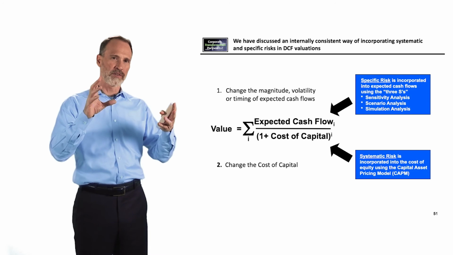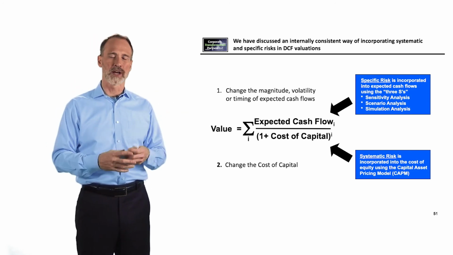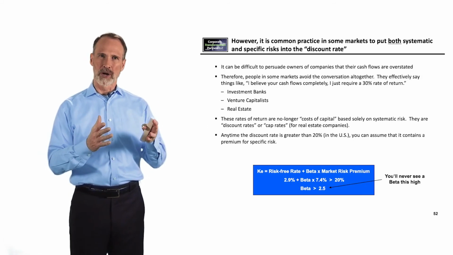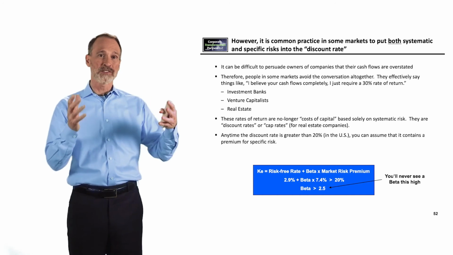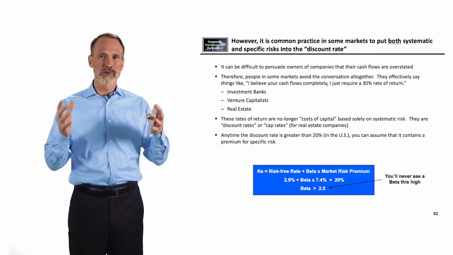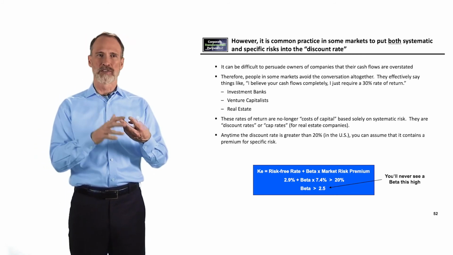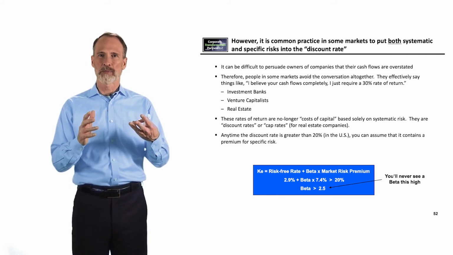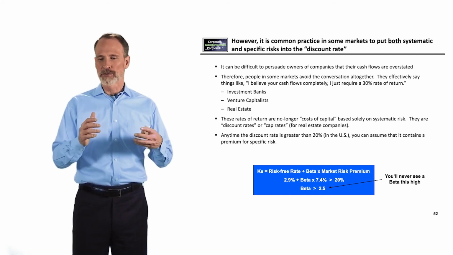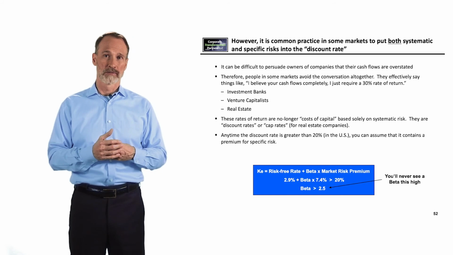We've shown you how specific risks are adjusted for in the cash flows, and systematic risk naturally resides in the cost of capital. However, it's common practice in some markets to put both systematic and specific risks into the discount rate. And I really understand why they do that. So, for example, in investment banking and in venture capital and in real estate, it's common practice to add a premium to the cost of capital for the specific risks. So instead of wanting, let's say, a 10% return, they want a 20 or 30% return.